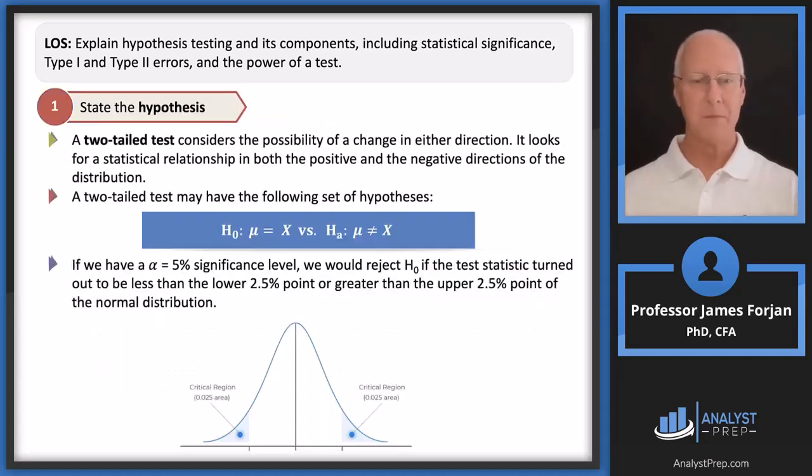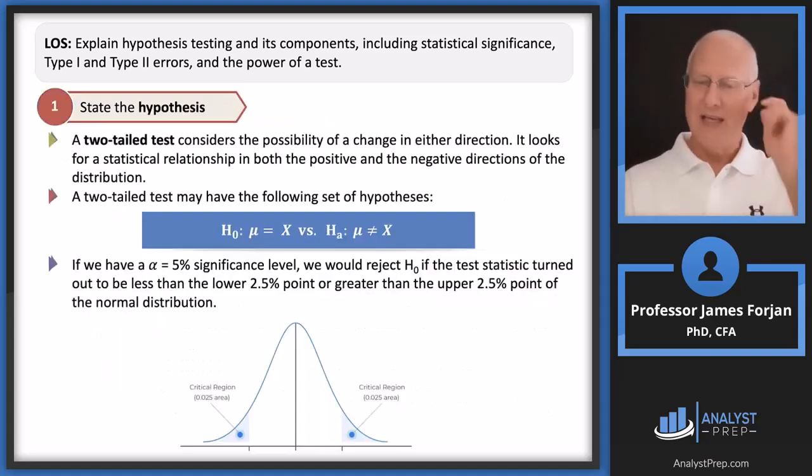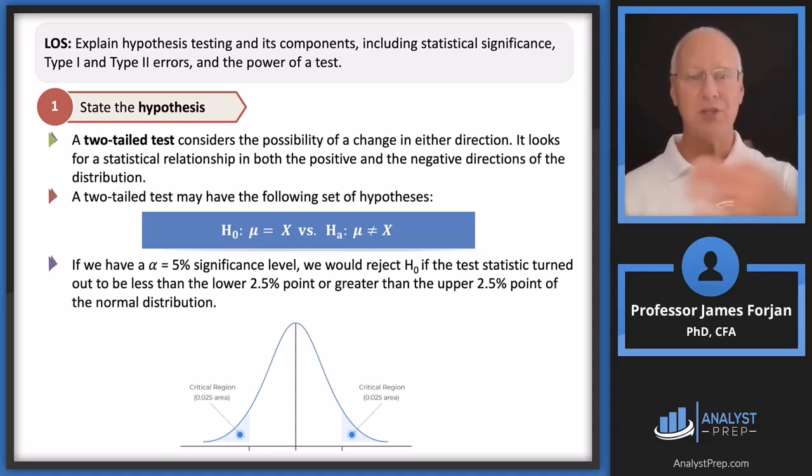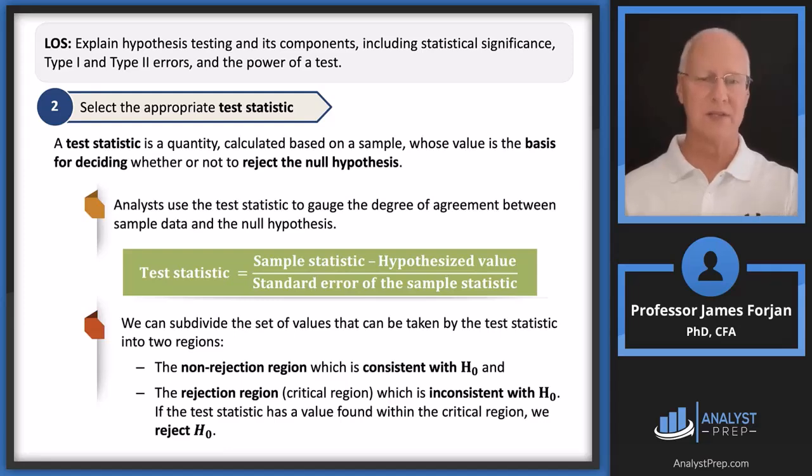Let me go back here. In this two-tailed test, that test statistic is going to fall somewhere on that horizontal line. If it falls in between the two lightly blue shaded areas, then we fail to reject the null hypothesis. If it falls all the way out to the right or left, then we reject the null hypothesis. And that's the way the test statistic works.